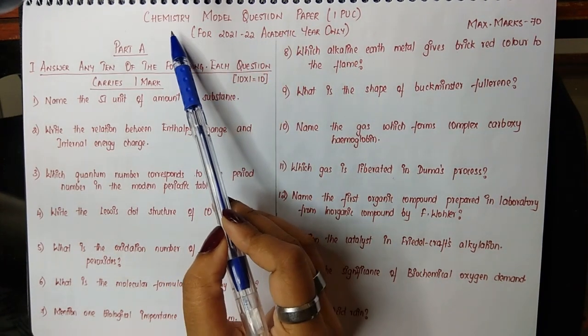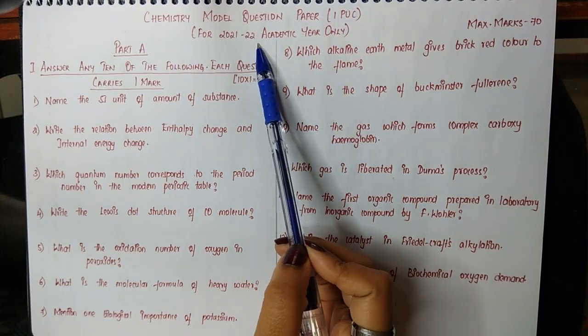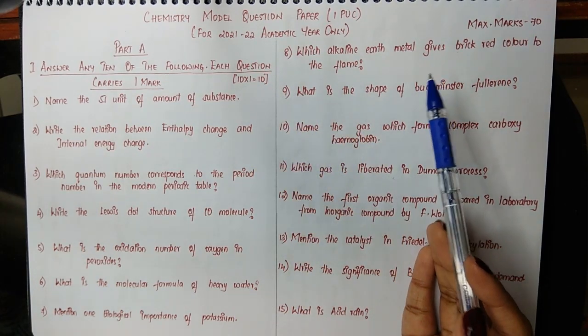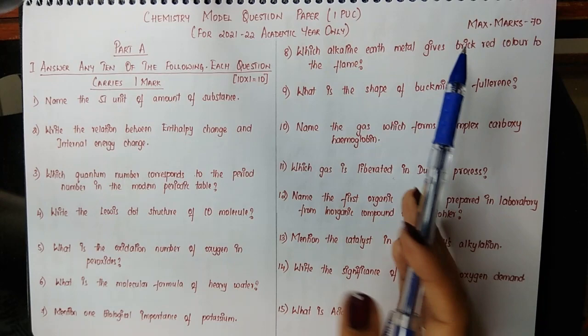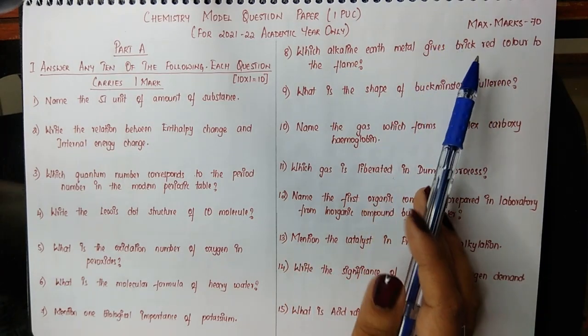Students, in this video we are going to cover the chemistry model question paper for first PUC for the year 21-22. This is a new paper pattern which includes a lot of choices. So depending on the blueprint, you can choose which chapter you want to learn in detail and all of that.